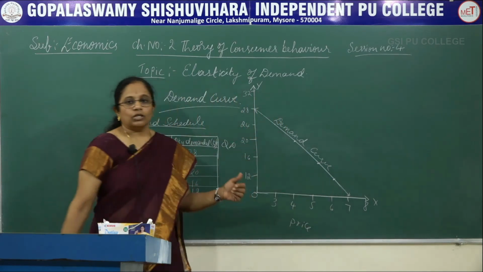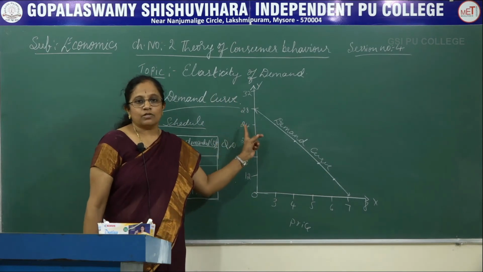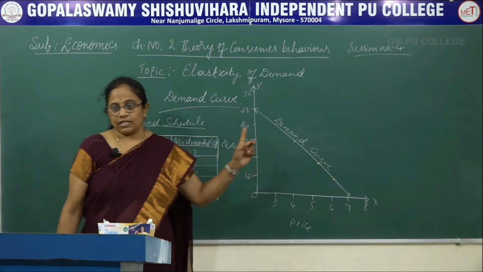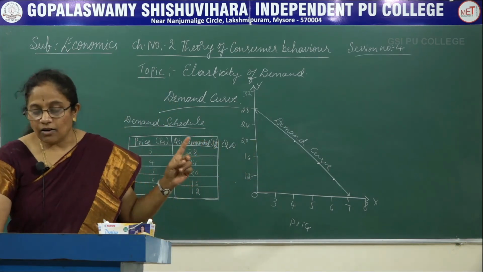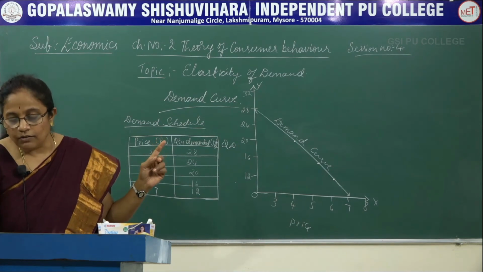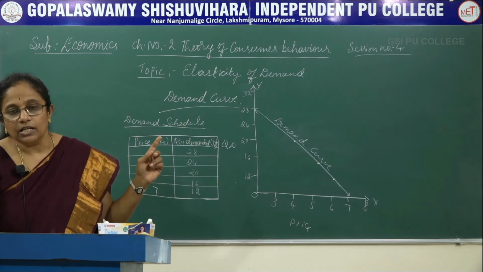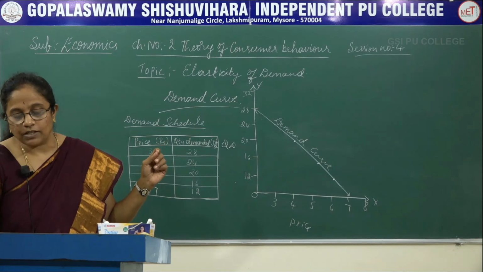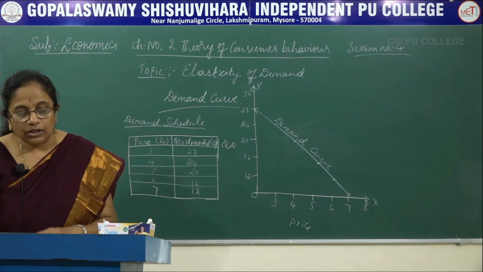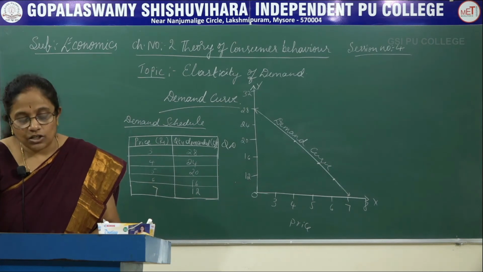So, you know that always the demand curve slopes downwards because of the various effects, as I said, that is the operation of diminishing marginal utility, operation of the law of equimarginal utility, income effect, substitution effect, and also the price effect. So, now let us see about the market demand schedule.